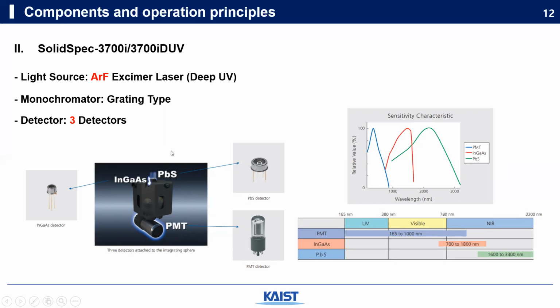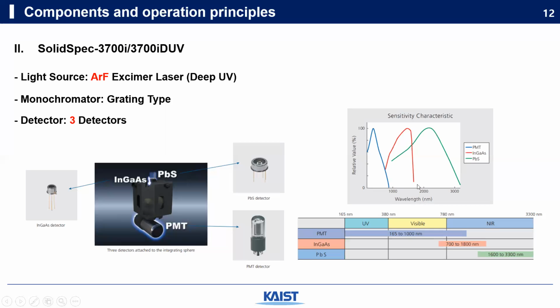The SolidSpec 3700 DUV has 3 detectors, which cover the range from ultraviolet to near infrared. The sensitivity in the near infrared region is significantly enhanced by using both indium gallium arsenide and cooled lead sulfide detectors. Highly accurate and highly sensitive spectra are obtainable from ultraviolet to near infrared.